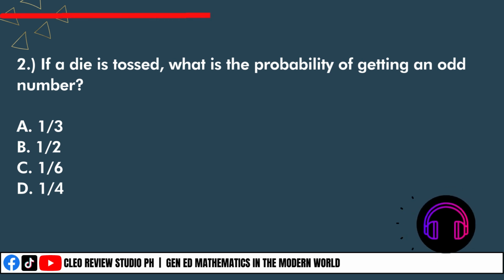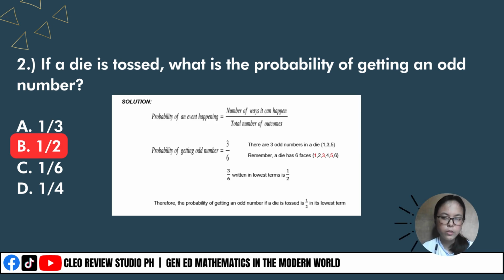If a die is tossed, what is the probability of getting an odd number? The correct answer is option B, 1/2. Why? Tandaan, ang tinatanong ay odd number. So normally, meron tatlong odd numbers sa isang die out of 6 faces since 6 ang mukha ng isang die. Then, do the lowest terms, kaya nakuha ang 1/2.